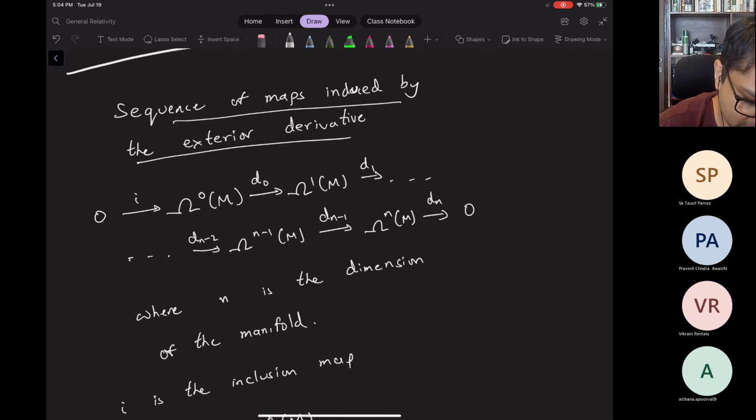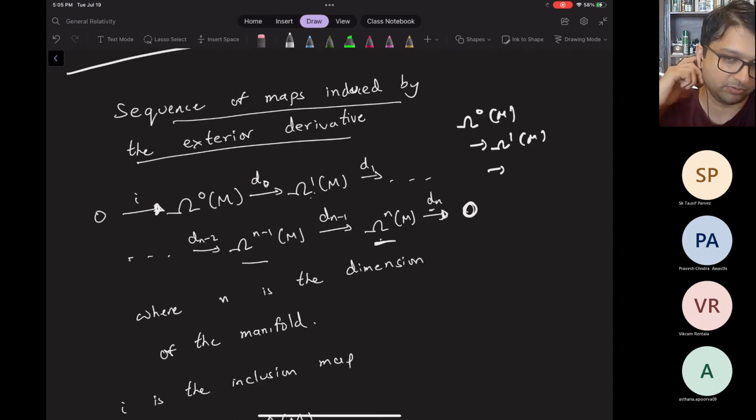So here's the idea. You have your various R forms. You have omega 0, which is 0 forms. This is the space of 1 forms and so on. The derivative is an operation that takes you from 0 forms to 1 forms: D0 takes you from 0 forms to 1 forms, D1 takes you from 1 forms to 2 forms, and so on. So D n minus 1 takes you from n minus 1 forms to n forms. If I act further with the derivative, I will get 0. You can think of this as a map to the set 0.